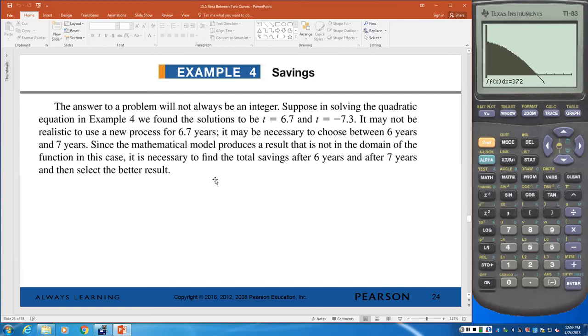Now, keep in mind, the answer to a problem may not always be an integer. For example, solutions might be 6.7 and negative 7.3, and it might not be realistic to use a new process for 6.7 years. So if your answer for the intersection point doesn't come out to be an integer, you evaluate your integral from the beginning to 6, then from the beginning to 7, and see which one gives you the optimal answer. So go to the two nearest whole numbers, okay? And then you decide which one's the best.